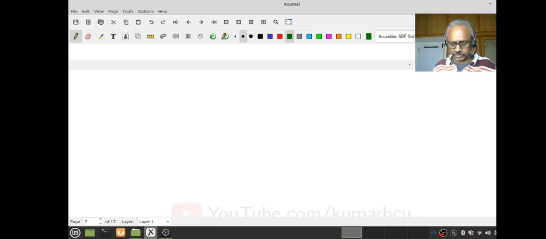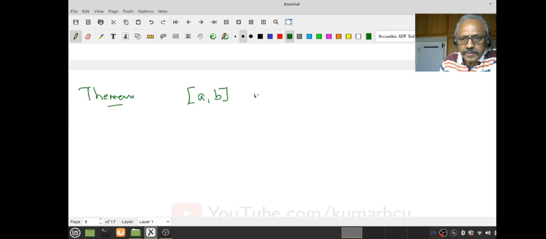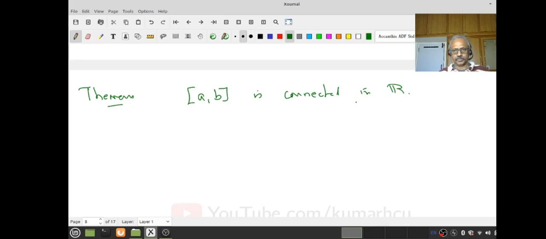What we want to prove is the theorem: any interval of the form [a, b] is connected. This is a closed and bounded interval, a connected subset of R. We still have to prove any interval is connected, we do not know that yet, but I am going to prove that if you give me any closed and bounded interval [a, b], it is connected.